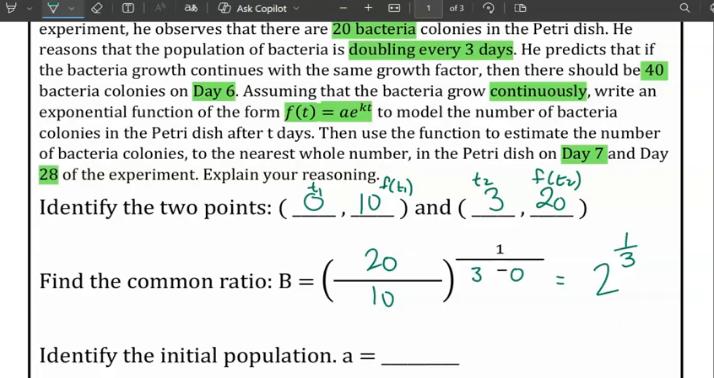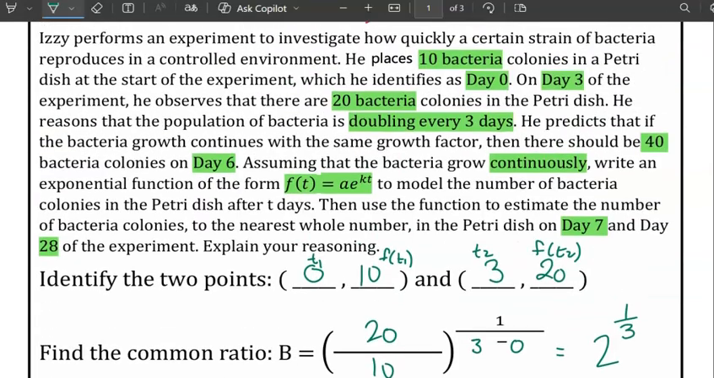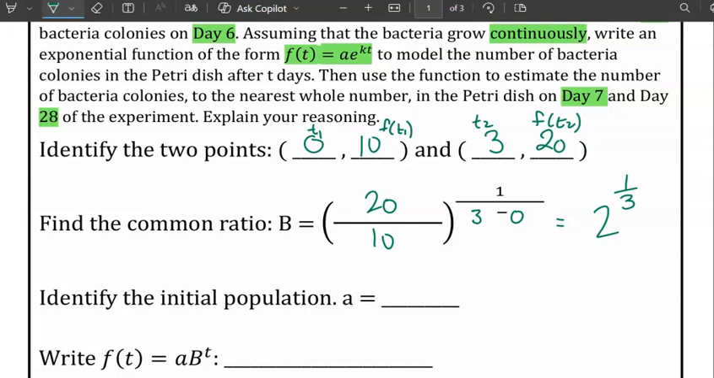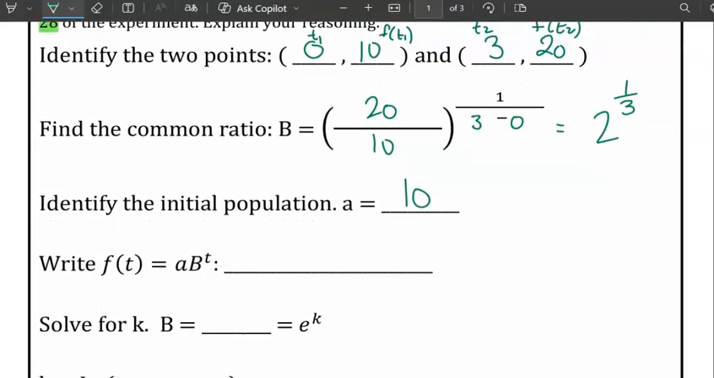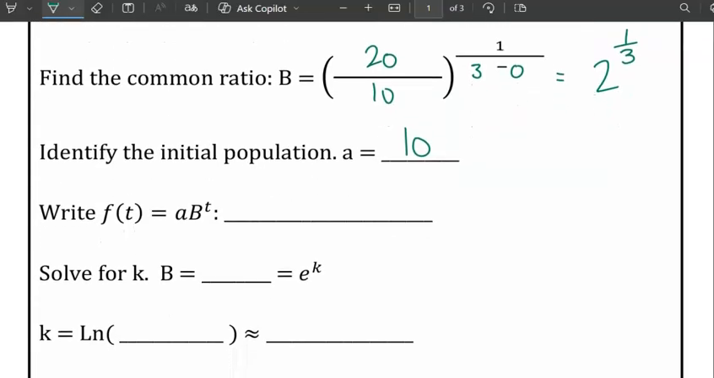Alright, so we can identify the initial population. On day 0, there were 10 bacteria, so a equals 10. Let's write our function. A times b to the t power is going to be 10 times 2 to the 1/3 power raised to the t power. And you could rewrite that as 10 times 2 to the t over 3 power.